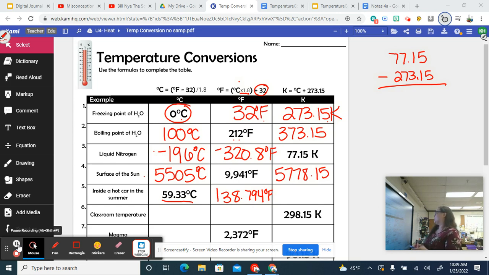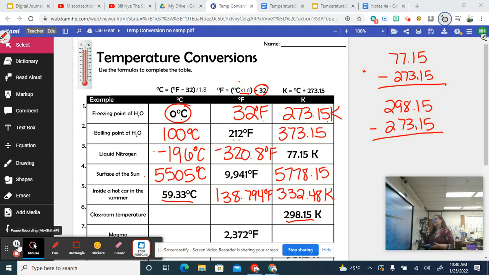59.33 plus 273.15 is 332.48 Kelvin. All right, classroom temperature is 298.15 K. So we've got to do the same thing we did here, where we do 298.15 and then subtract 273.15 so that we can find out what the answer is in Celsius.